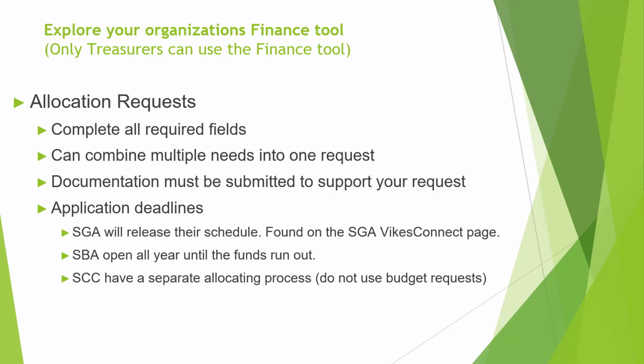As far as deadlines, right now, student government is the only organization out of the 3 that has deadlines. Student Bar simply opens theirs up until funds run out. And right now, Sport Club Council doesn't currently use VikesConnect to create allocations. You'll work with your advisor, Mackenzie, and the Sport Club Council to determine your funding levels. So sport clubs do not submit allocations right now in the system.